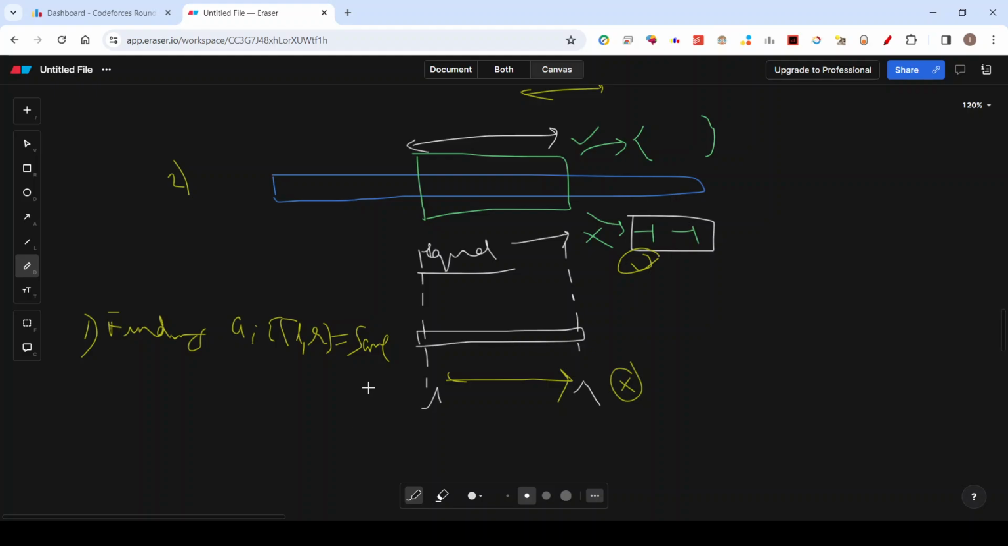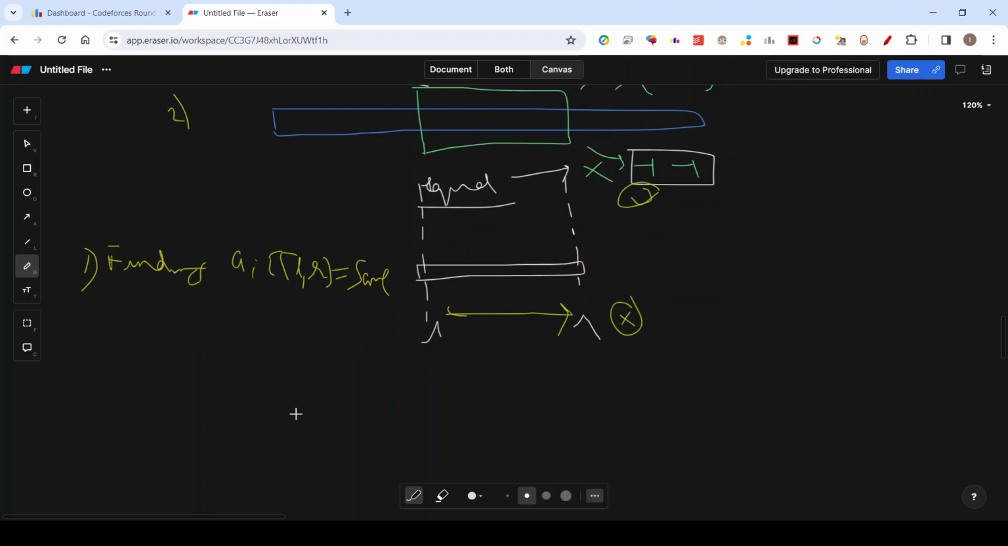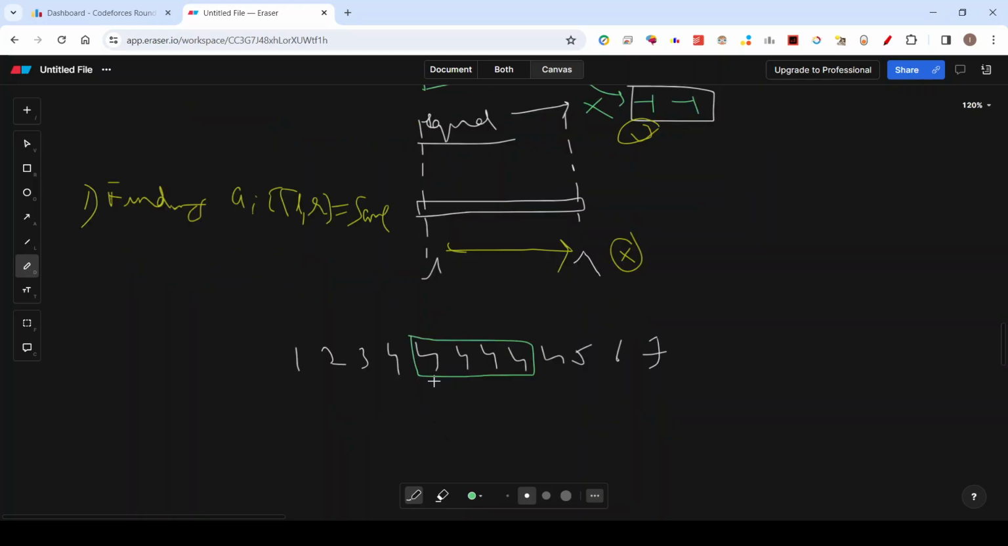Now, how to find whether that range contains equal numbers or not? Let me take an example. Let's assume that the array elements were 1, 2, 3, 4, and then 4, 4, 4, 4, 4, 5, 6, 7. And now I tell you that you have to find whether in this range array elements are equal or not. How will you do that? Let me modify the example a little bit. Let me remove this for now. It will be much more clear to understand.